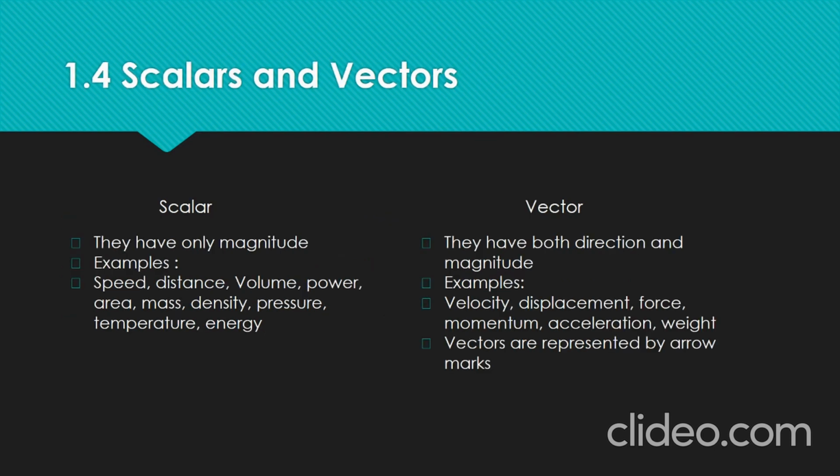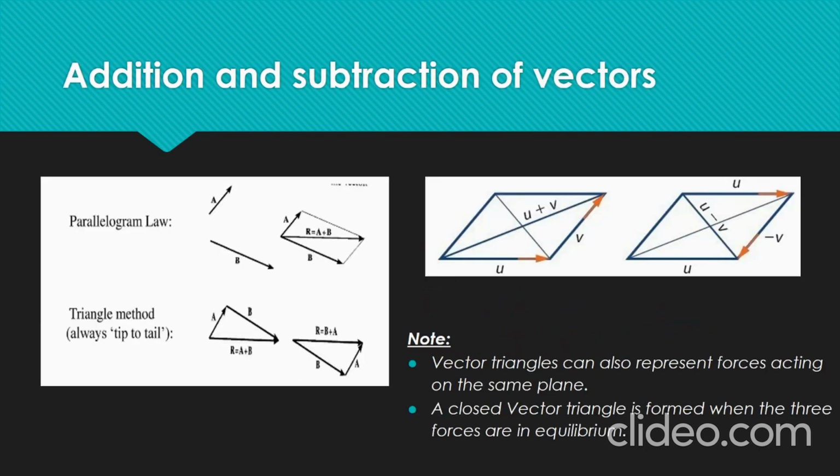The next is scalars and vectors. This is a well known topic. Scalar quantities consist of numerical magnitude only, but vector quantities, on the other hand, have both numerical magnitude and direction. And a small note, vectors are represented by arrows. Addition and subtraction of vectors.